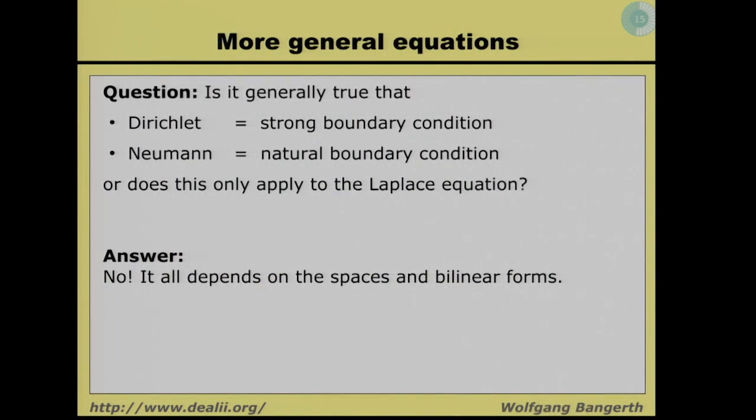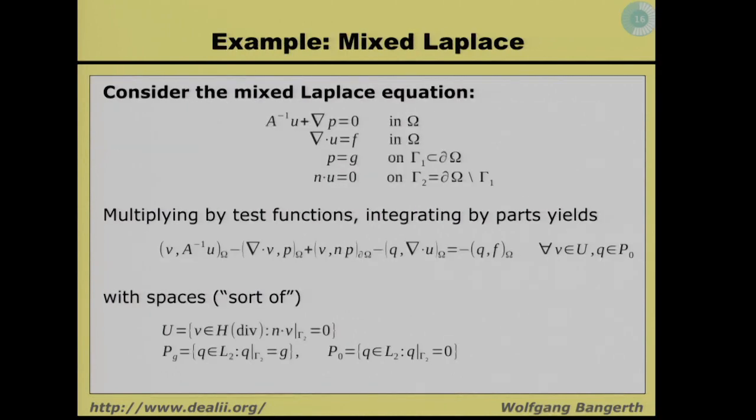Okay, so more general questions. Now that I've shown you that Dirichlet is typically a strong boundary condition and Neumann is typically a natural boundary condition that we can shove over to the right-hand side, is that always the case? Can we always do this, that Neumann goes on the right-hand side and Dirichlet stays in the function space? The answer is no. It depends on the spaces and on the bilinear forms that we have. Let me give you examples.